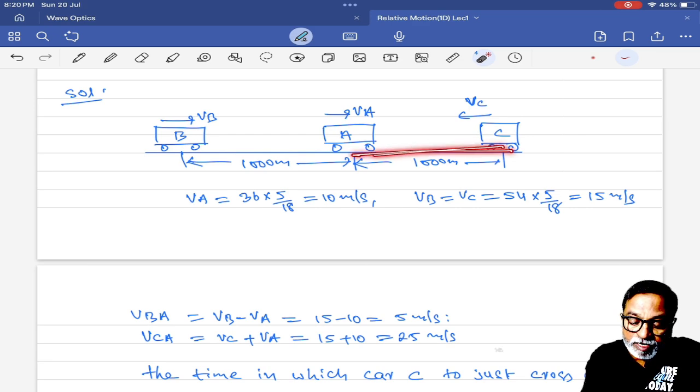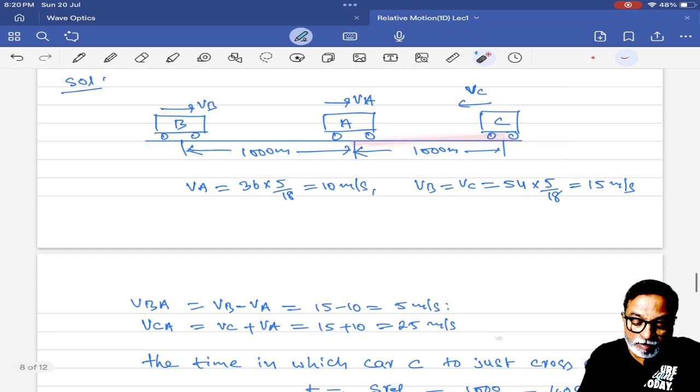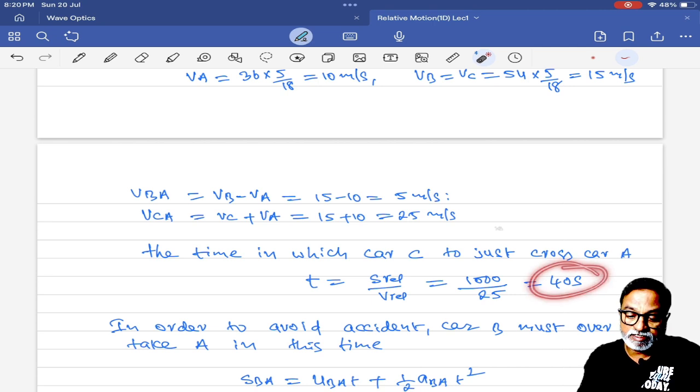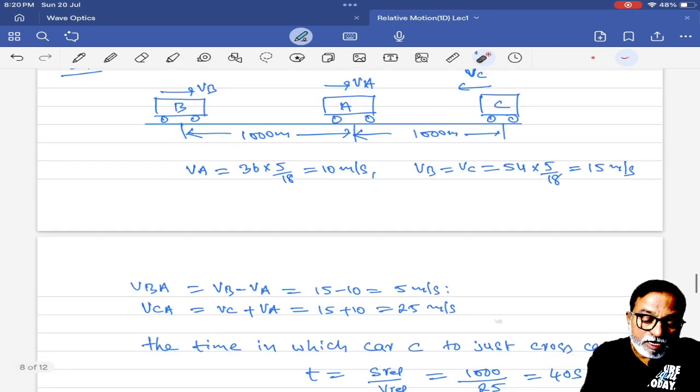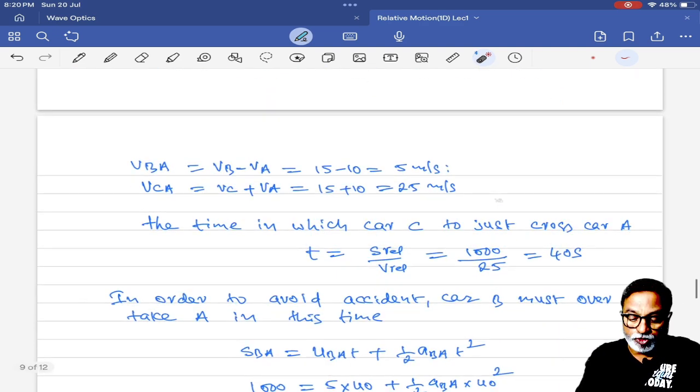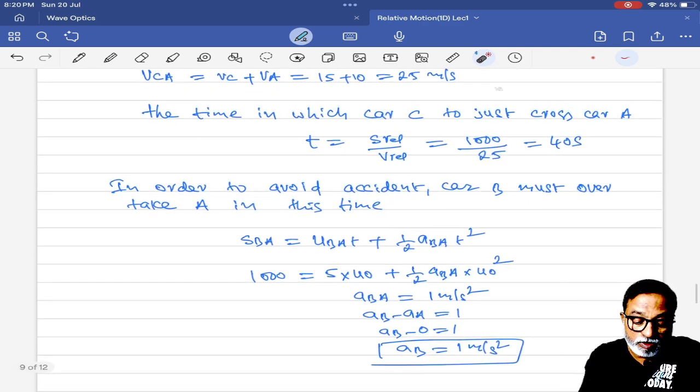ఈ డిస్టెన్స్ 1 కిలోమీటర్ అంటే 1000 మీటర్స్. అప్పుడు T ఈజ్ ఈక్వల్ టు SL బై Vrel. SL అంటే 1000, Vrel అంటే వెలాసిటీ ఆఫ్ C విత్ రెస్పెక్ట్ టు A, 25. ఈ 40 సెకండ్స్. ఇప్పుడు ఈ 40 సెకండ్స్ లో కార్ B ఈ 1000 మీటర్స్ ట్రావెల్ చేయాలి. యాక్సలరేషన్ ఉంది కాబట్టి S ఈజ్ ఈక్వల్ టు UT ప్లస్ హాఫ్ AT స్క్వేర్.